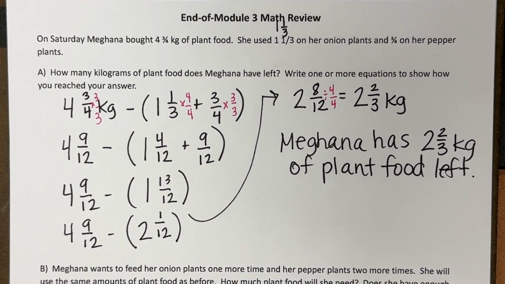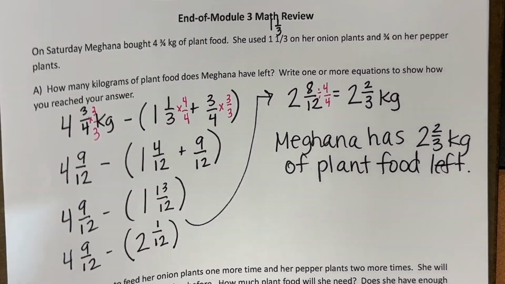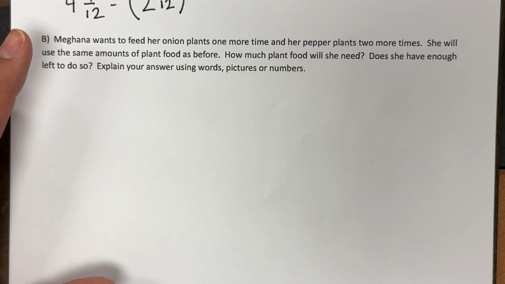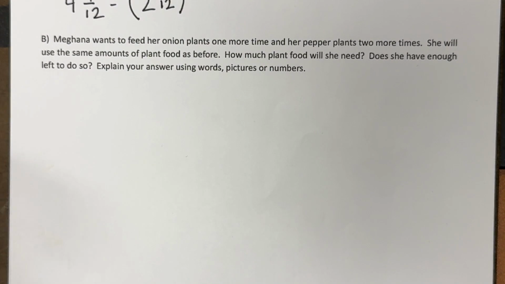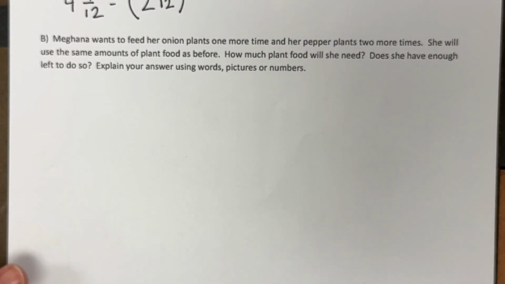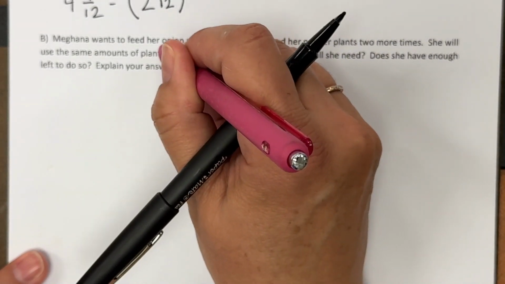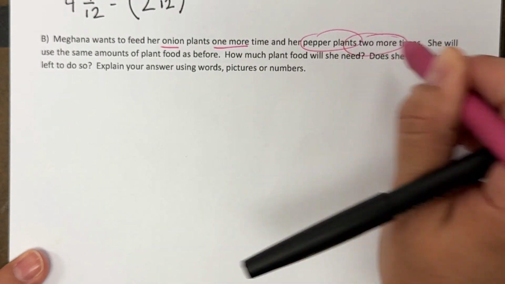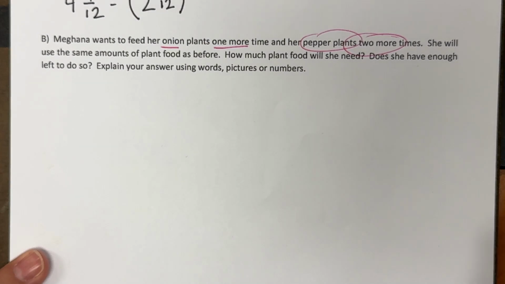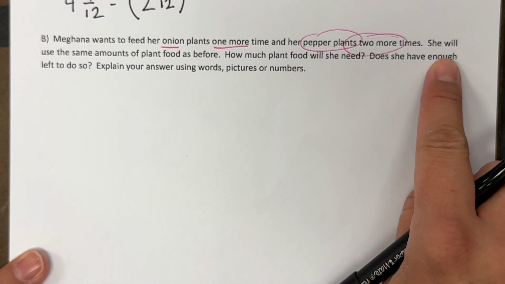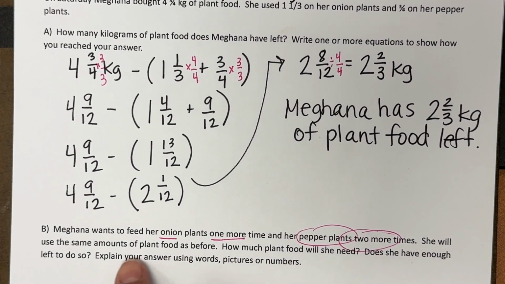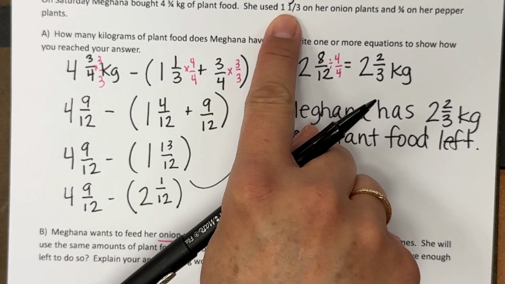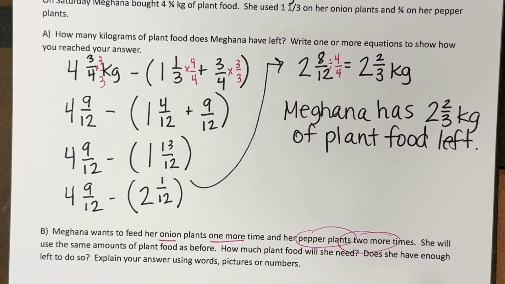All right, now the next question says that Meghana wants to feed her onion plants 1 more time and her pepper plants 2 more times. Okay, so the onion plant is 1 more time and the pepper plants is 2 more times. And then it says that she'll use the same amounts of plant food as before. That means the onion plants will use 1 1/3 and the pepper plants will use 3/4.